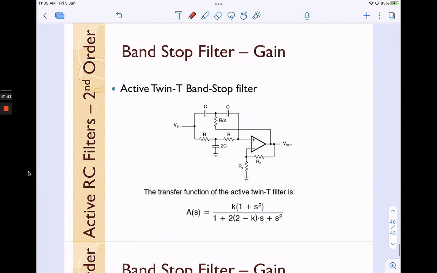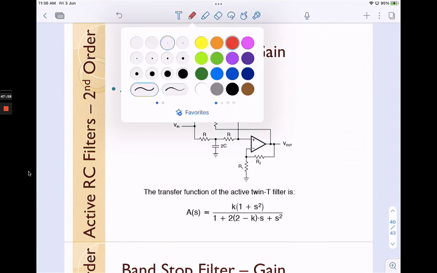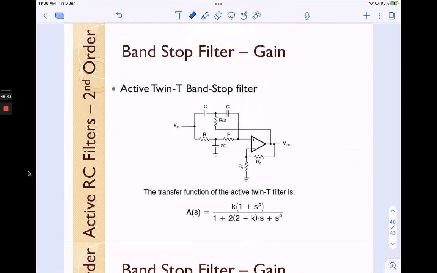Next, this is the last topic for the filter. So we have a band stop filter. You have heard about a twin T band stop filter, right? Usually you can see the twin T band stop filter using passive components without the inclusion of an amplifier. But we can also modify the twin T band stop filter. This is the original twin T band stop filter. So you can make it an active twin T band stop filter by the inclusion of this portion.